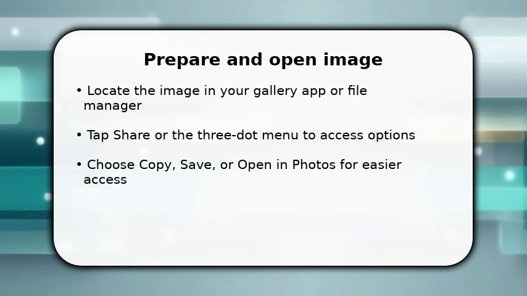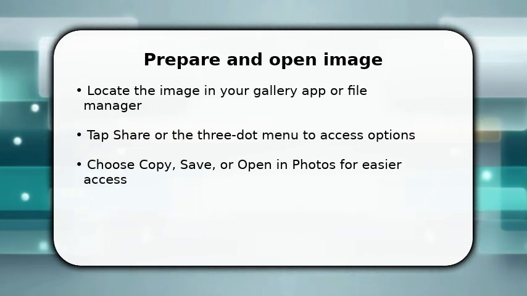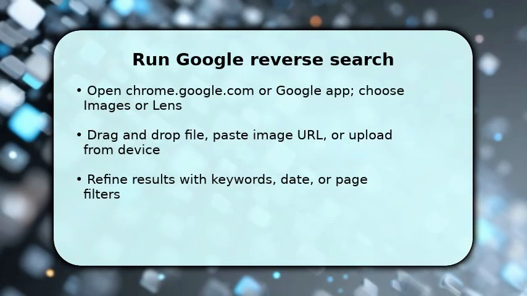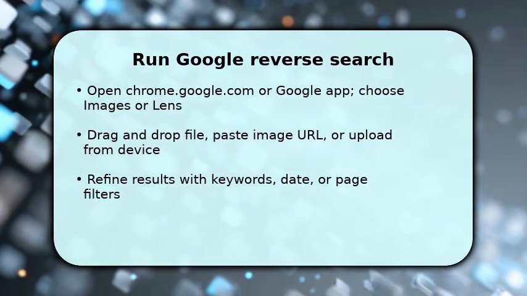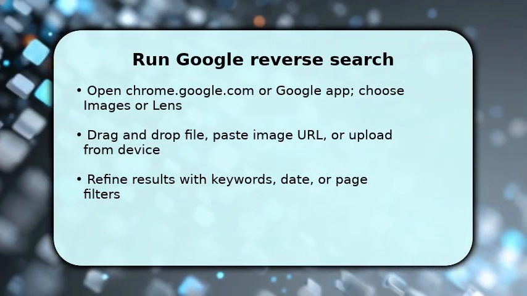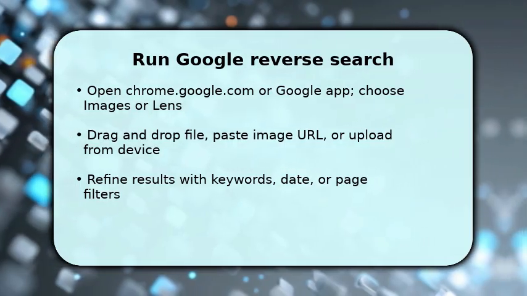Now you perform the reverse search. Open Google Images on desktop or the Google app with Lens on mobile. Lens works faster on phones. Upload the file, paste a copied image URL, or drag the screenshot into the search box.